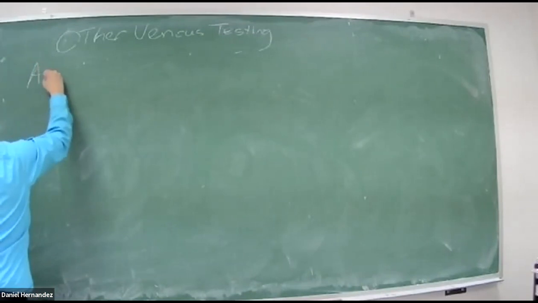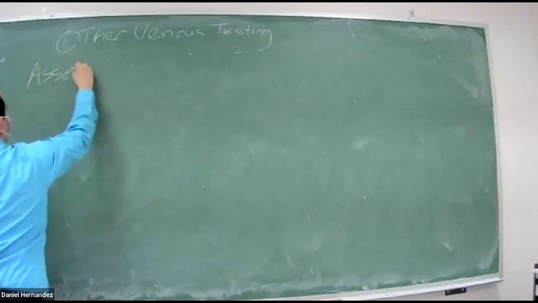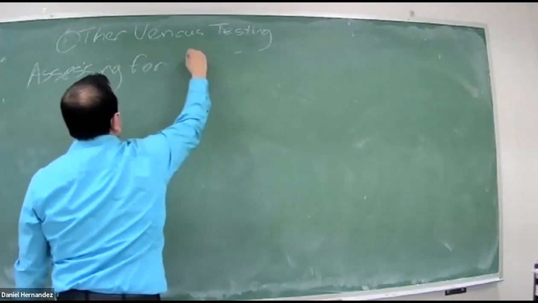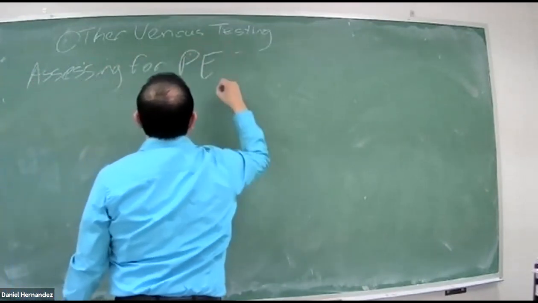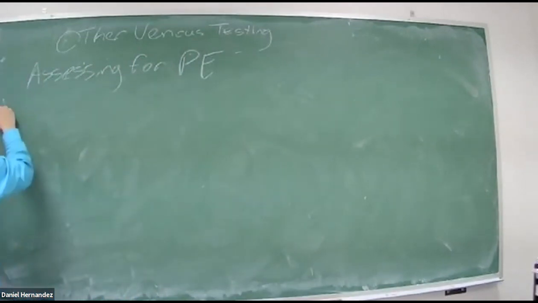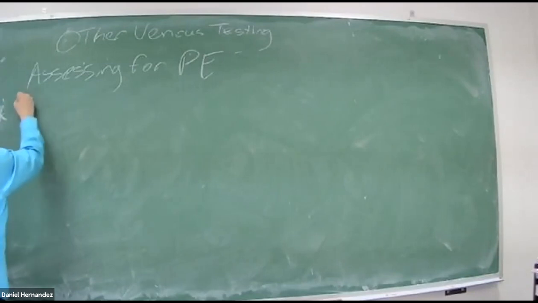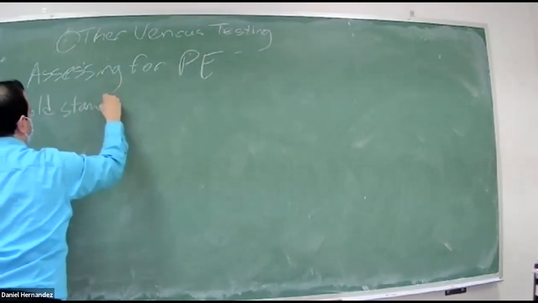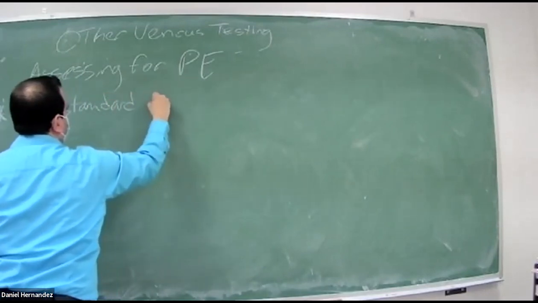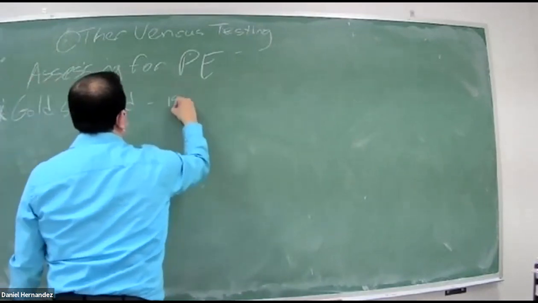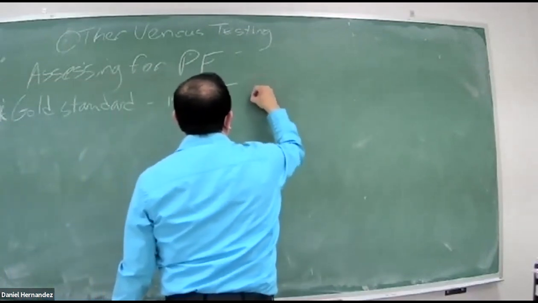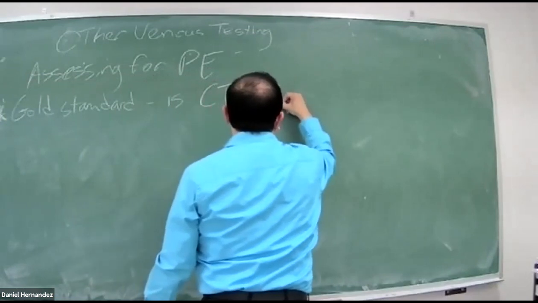And then assessing for PE, pulmonary embolism. Gold standard now is CT pulmonary angiogram.